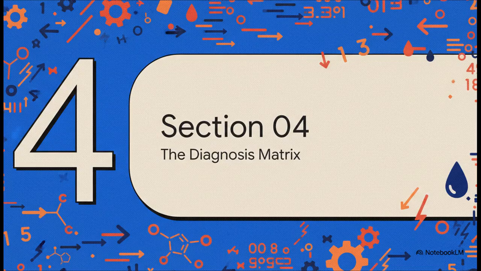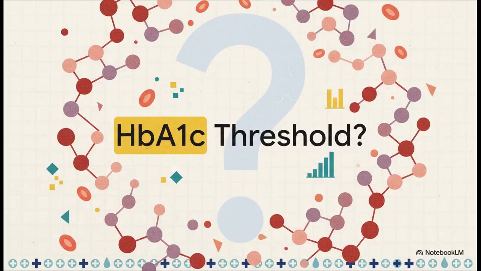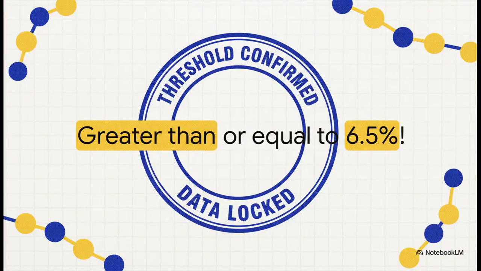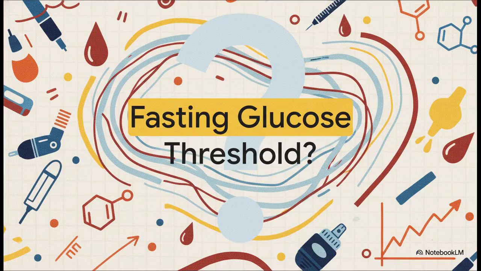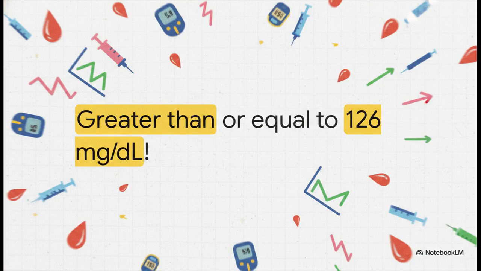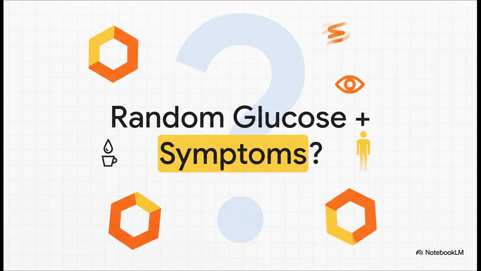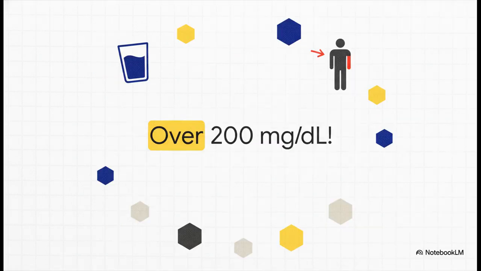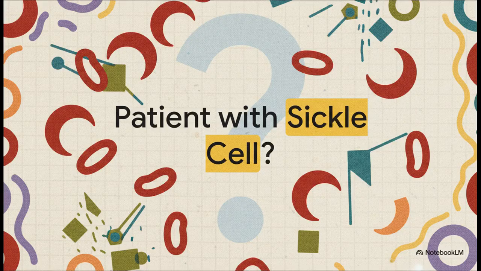Okay, it's time to lock in this diagnostic logic. We're going to run a quick drill to make sure these numbers are hardwired into your brain. You ready? Let's go. First up, what's the HbA1c threshold? That's right, 6.5% or higher. Locked. Next, fasting glucose threshold. You got it. 126 or higher. Confirmed. Final threshold, random glucose with symptoms? Over 200. Signal confirmed.